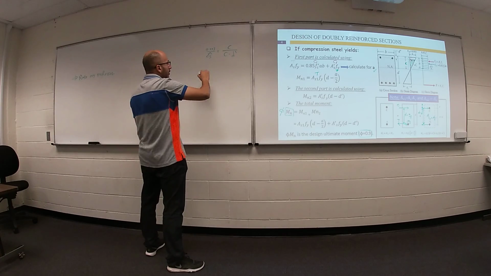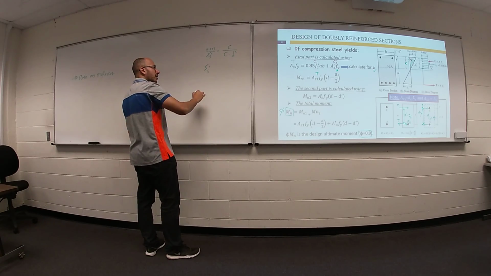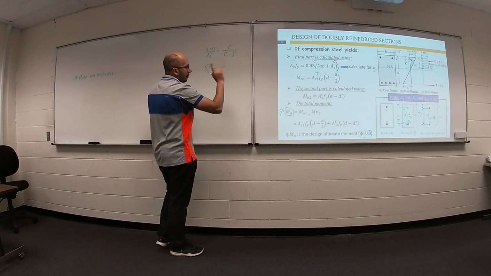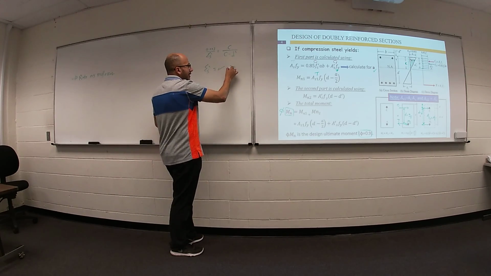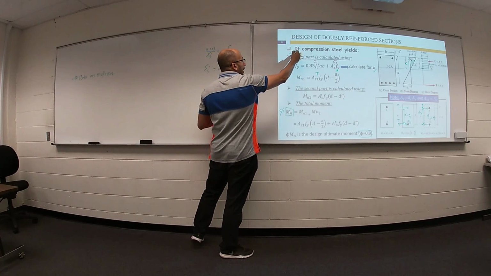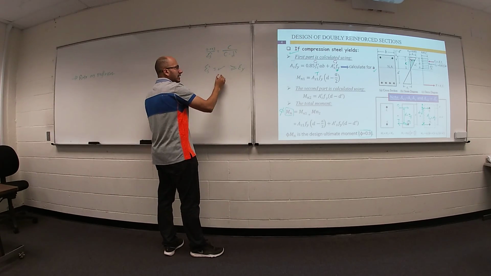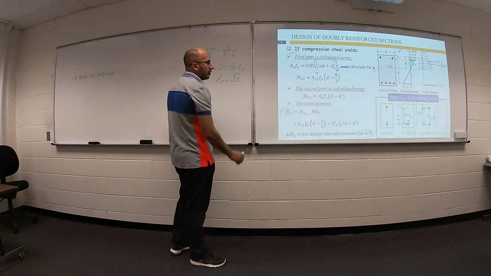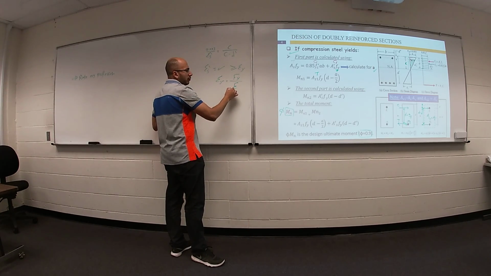The only unknown is your epsilon steel prime, and you can find the value. This value must be greater than or equal to epsilon yield to make this assumption correct. Epsilon yield equals Fy divided by E steel. E steel, put it in your mind, is 29,000 ksi.